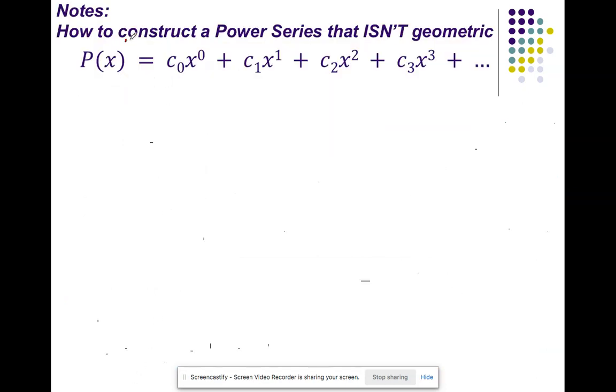Now, how do I build from scratch? Right? So I'm baking a cake from scratch, not from a box. Or I am building a shed out in the back without it being a kit, right? I'm just buying the 2x4s and doing everything myself. How to construct a power series that isn't geometric. So you start with, I'm gonna do it with Maclaurin with the center at 0, just because it's gonna make my math a little bit easier to follow.